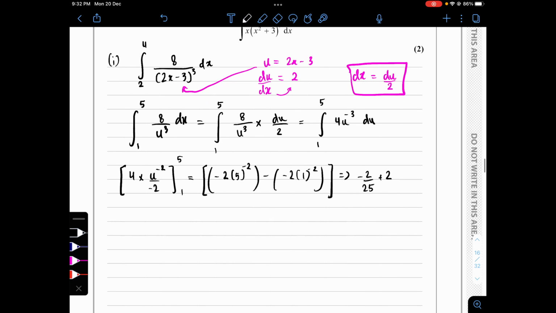So our final answer will be 48 over 25. So we can leave it as that. So that is our final answer.